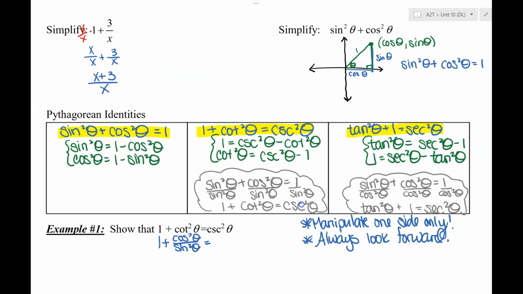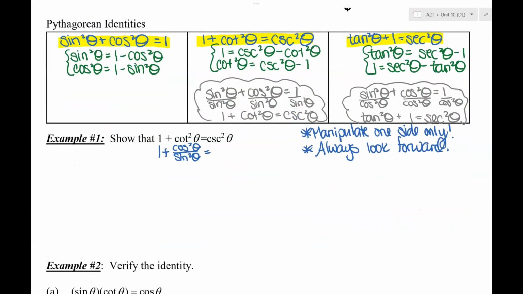Well, just like the adding fractions up here, I need to get common denominators. So I'm going to make the 1 be sine squared of theta over sine squared of theta. Why? Because I see that the second fraction has sine squared of theta in the denominator. Notice I'm working in a vertical pattern.